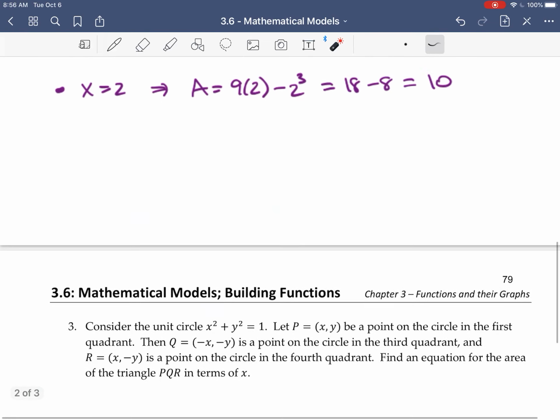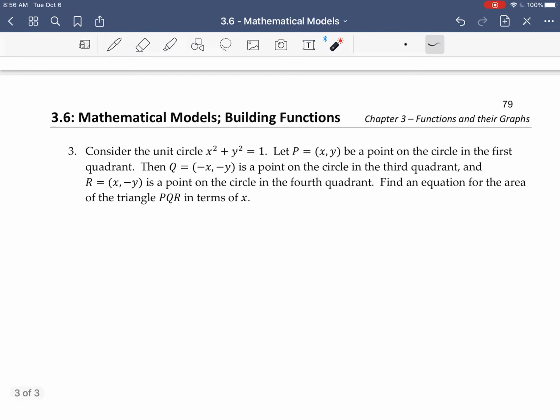So that's that example. Now there's one more, and I'm going to leave it for you to try. Try to make a picture. This one is a circle, but it's very similar to the one we just did. Try to make the picture, and then from that picture, figure out what the lengths of the sides are that you need. So this is how we can build functions to solve a given scenario.